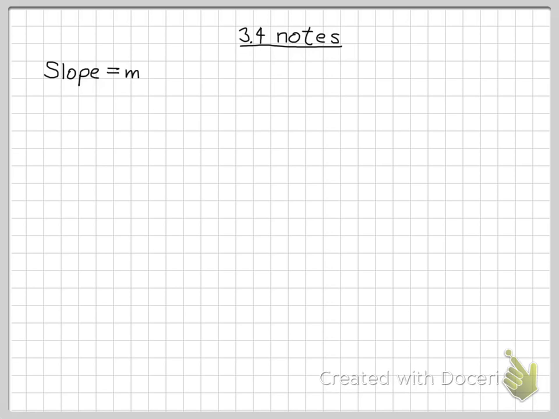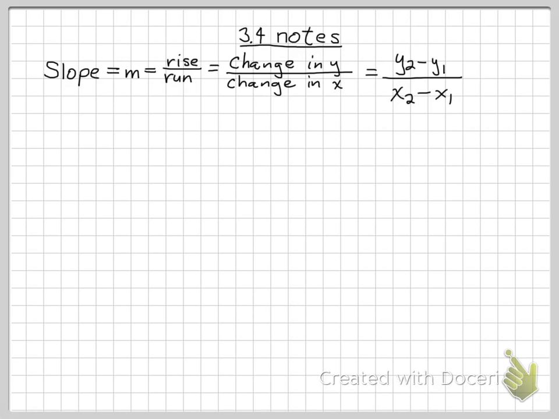Today we're going to go over slope, the concept of slope. Slope is designated with the letter m, so slope equals m, and the definition of slope is that it is the rise over run of a straight line. The rise is the change in y, and the run is the change in x. And so your equation for slope is y2 minus y1 over x2 minus x1.